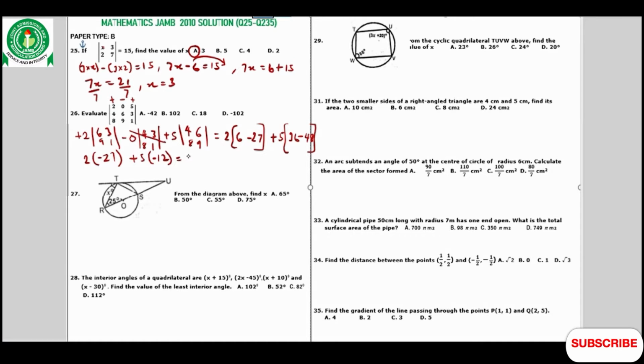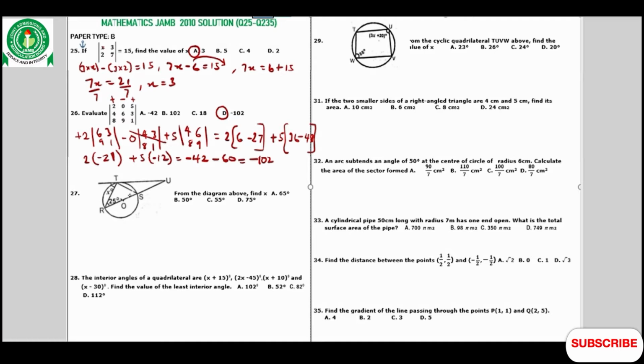So we are going to have 2 times minus 21. Don't forget this is minus 21. We have minus 42. Now plus 5 times minus 12 is going to give minus 60. So minus 42 minus 60 is going to give minus 102. So the answer is minus 102. That's option D.